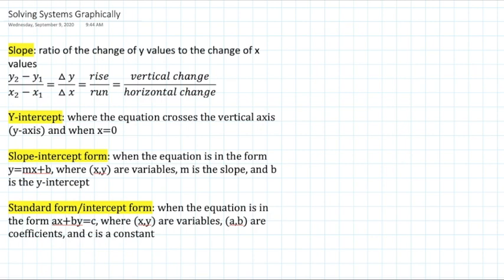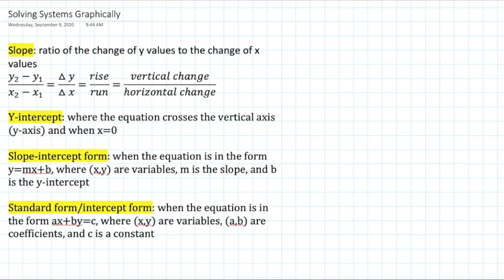So first off, we have slope, and slope is just a ratio of the change between y values and the change of x values. So you may know it as y sub 2 minus y sub 1 over x sub 2 minus x sub 1. So that is the slope formula. You may have also seen it as delta y over delta x. If you haven't, you will probably see it in higher level math, so you got your first look now.